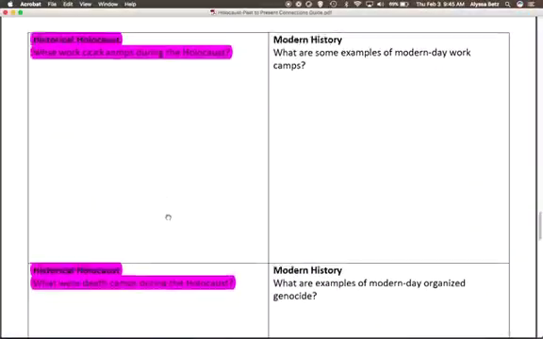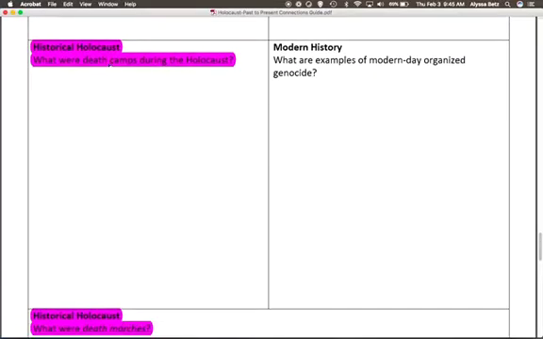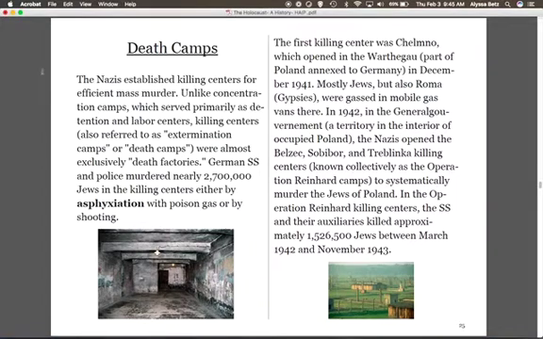We'll now move to our middle box on page 4. What were death camps during the Holocaust? The Nazis established killing centers for efficient mass murder.